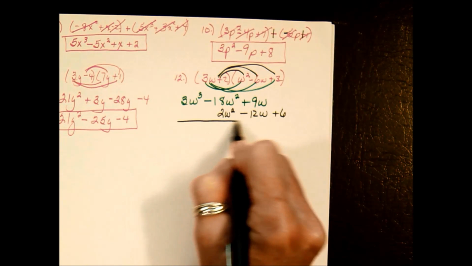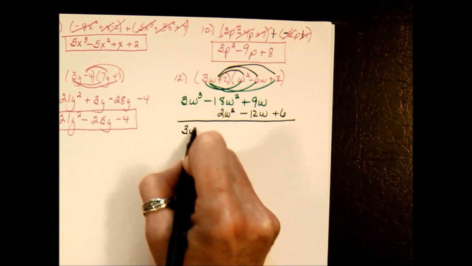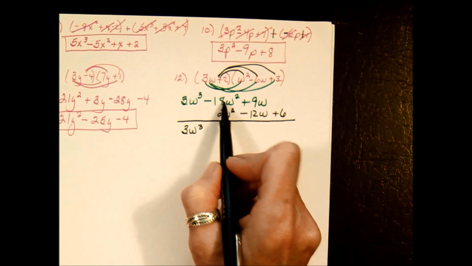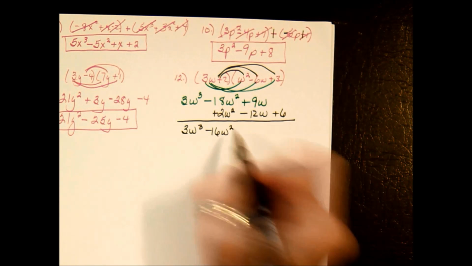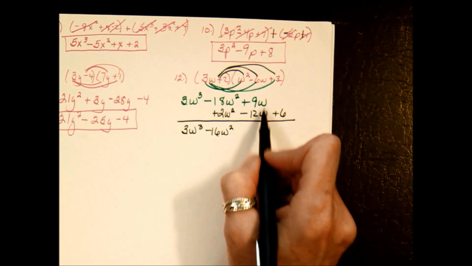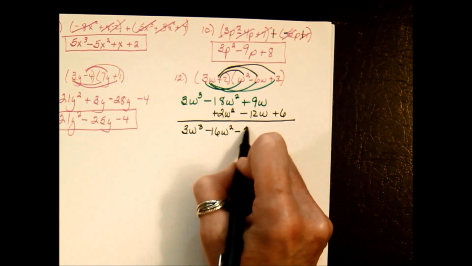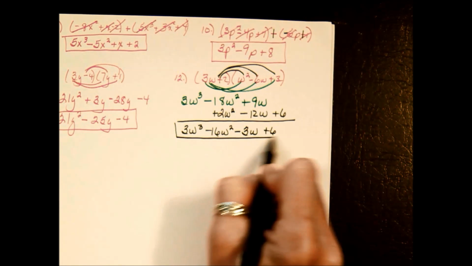Draw the line, and now let's combine. This has nothing to combine with. A negative 18 and a positive 2 is a negative 16w squared. A positive 9 and a negative 12, see they're already lined up like terms, is a negative 3w, and then we have our positive 6.